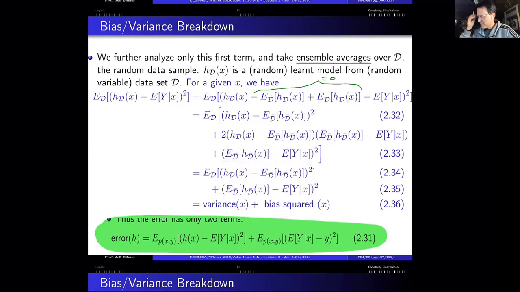But for very similar reasons as before, if you bring this expected value in here, you see that in this particular case the middle term becomes 0, because we've got the expected value with respect to D here and the expected value with respect to D here, and that minus that becomes 0. And so the second term cancels out. What we're left with is the expected value of the first term and the expected value of the third term. And what we end up getting is this, which is what's called the variance, and this, which is known as the bias squared. And this is the bias variance decomposition of the model.